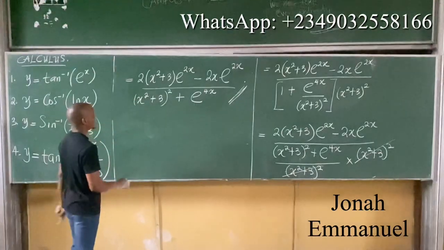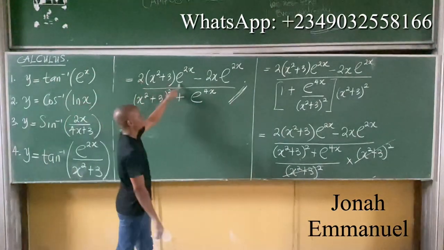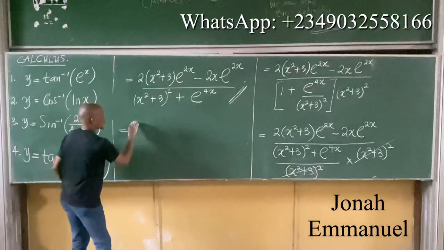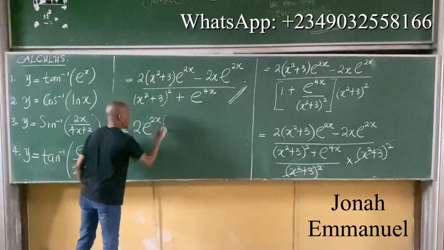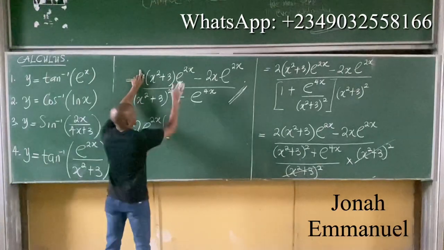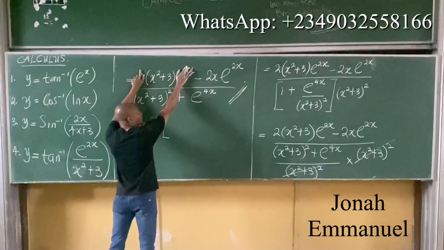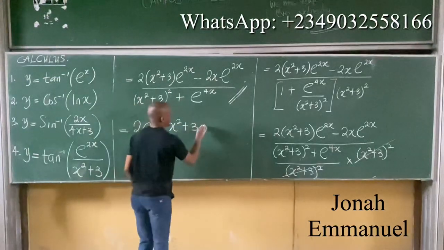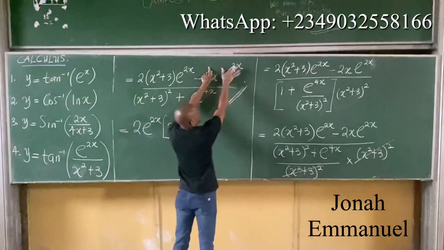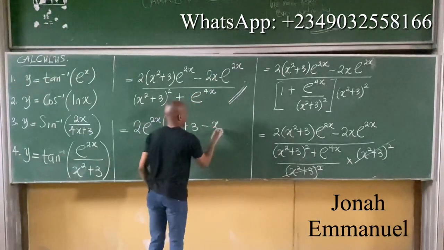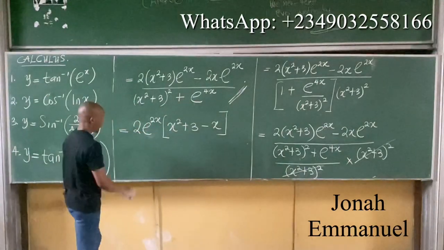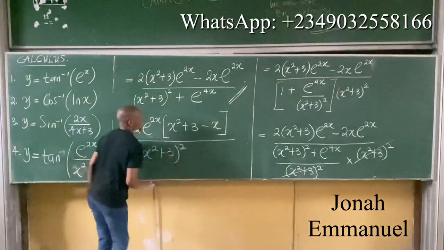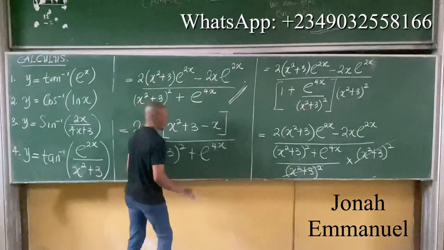You can also choose to factorize. I can see 2 exponential 2x in both terms, so bring it outside. If I take out 2 exponential 2x from this one, I'm left with x squared plus 3, minus, take out 2, take out exponential 2x, I'm seeing x there. So minus x, all over x squared plus 3 all squared plus exponential 4x.